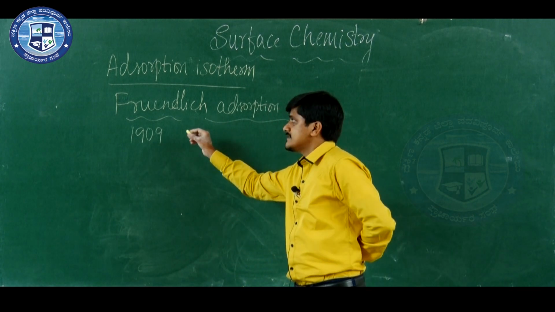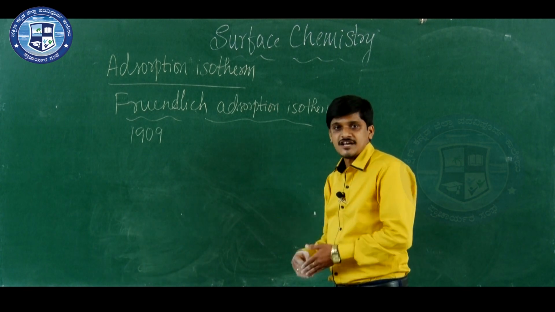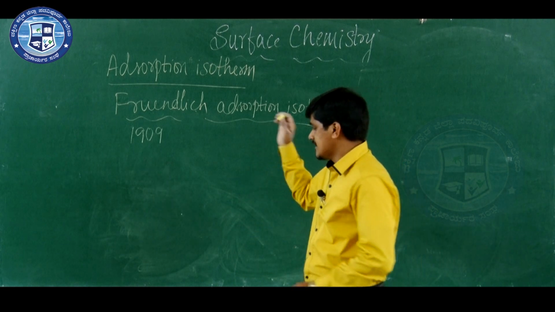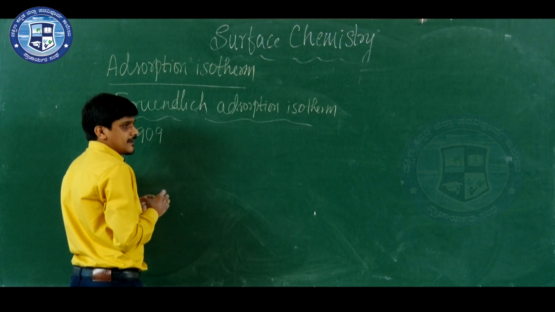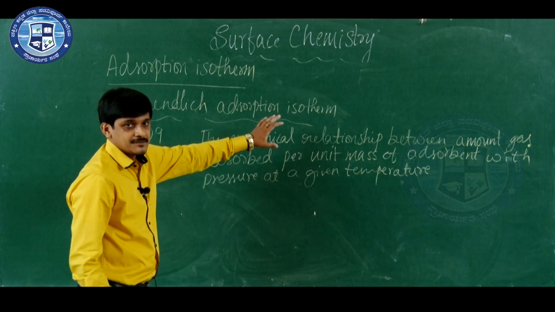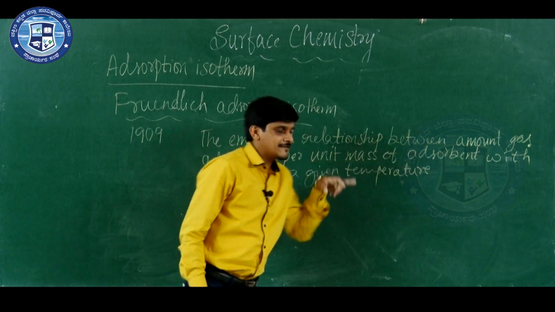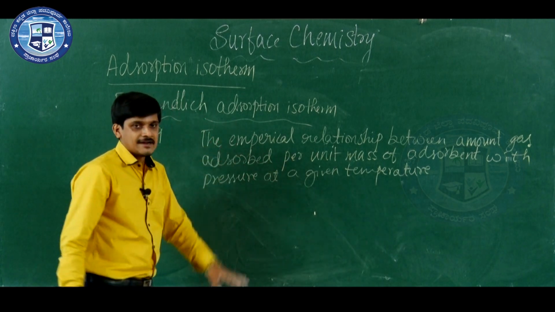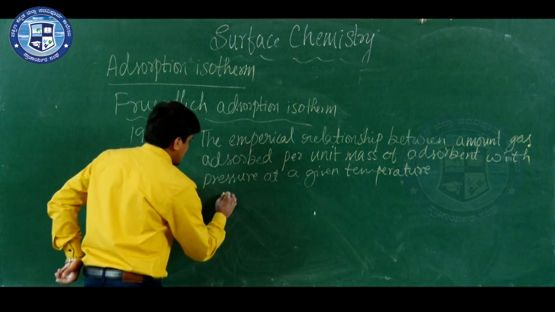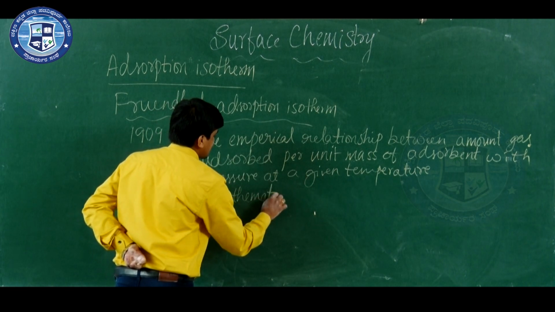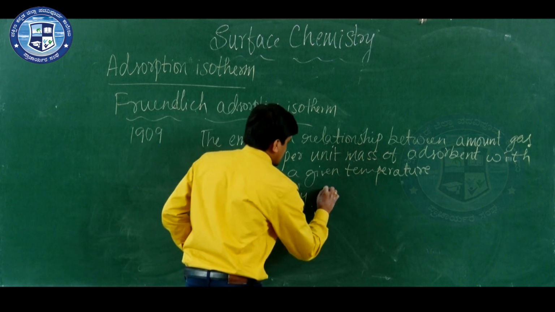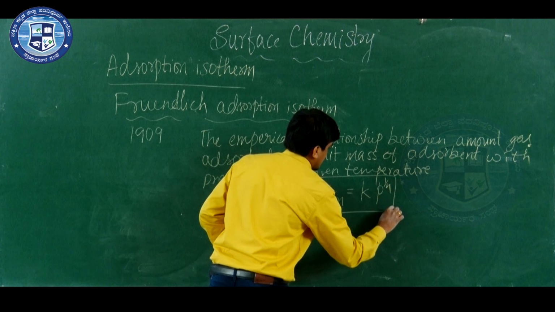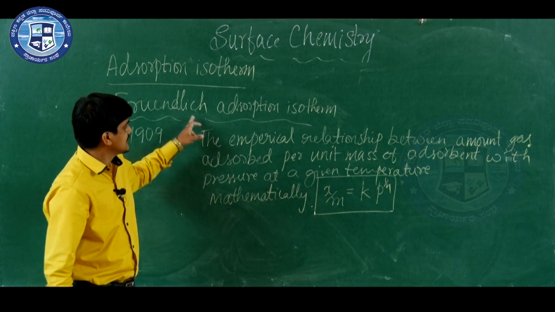That means it is the empirical relationship between amount of gas adsorbed per unit mass of an adsorbent with pressure at a given temperature. I will write the definition first. Freundlich adsorption isotherm is the empirical relationship between amount of gas adsorbed per unit mass of an adsorbent with pressure at a given temperature. Mathematically, x by m is equal to k into p power 1 by n. This is the mathematical expression of Freundlich adsorption isotherm.